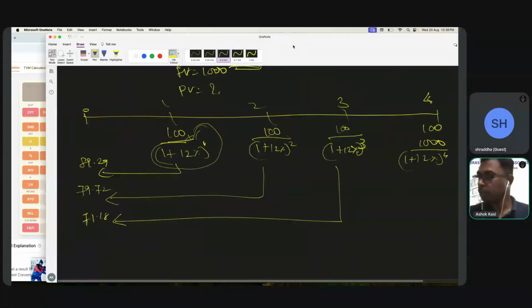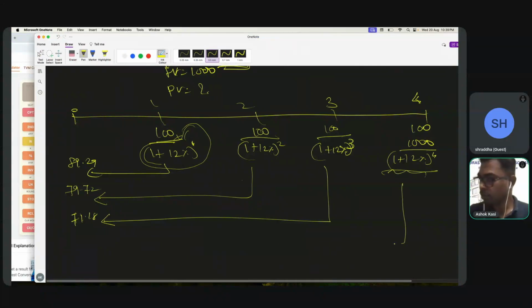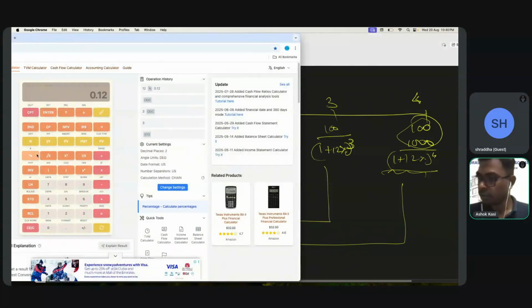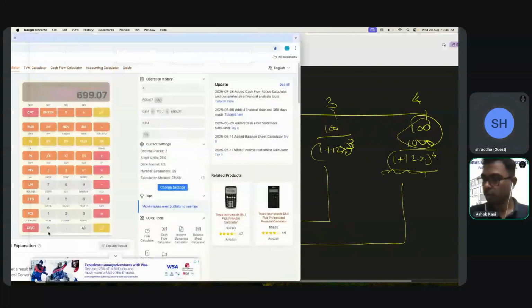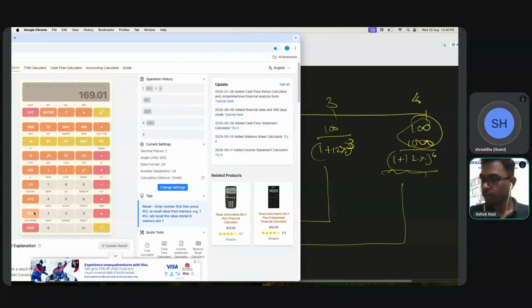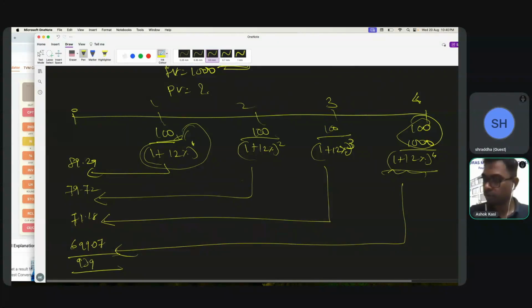Okay. The next one, this is 1100. Okay. So 12% plus 1 equal to, then raised to 4. So raised to 4 equal to 1.57, inverse into 1100. That comes to 699.07. I'll keep it in store 4. Okay. So now I'll add up all this. So recall 1 plus recall 2 plus recall 3 plus recall 4. So 939.26. Okay.